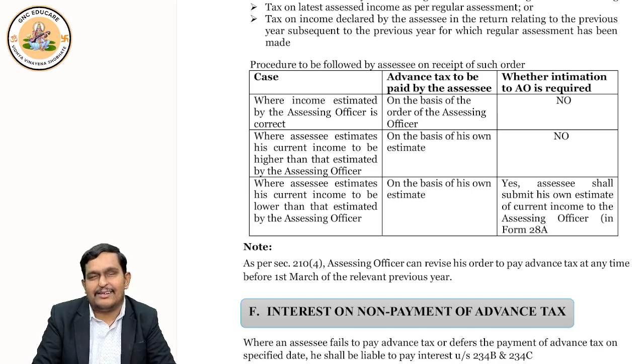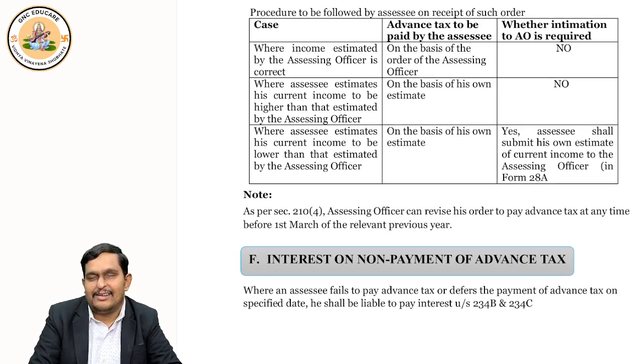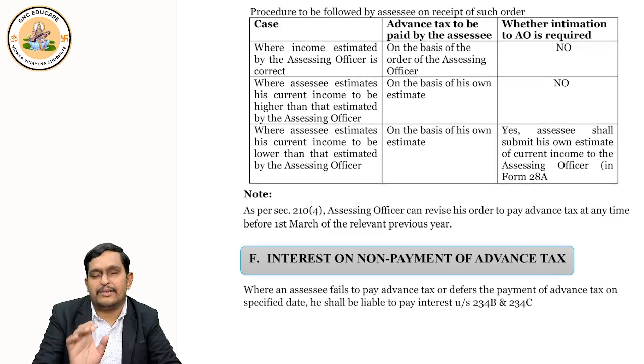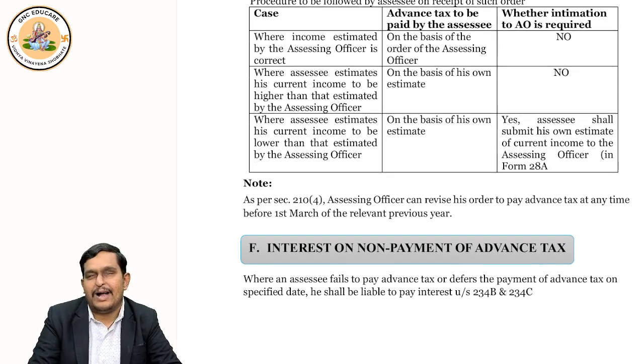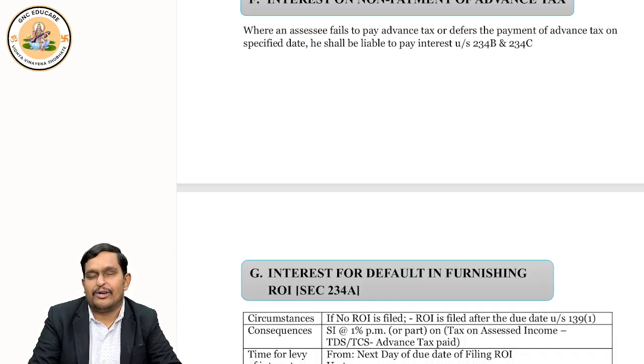That's it. If the assessing officer wants, he can even revise the notice before 1st March of the previous year. That means before 1st March 2025. I was telling you, by the end of February. Same thing in a reverse manner. So this is how the whole concept is. Now the final part which comes is interest under section 234A, 234B, 234C.